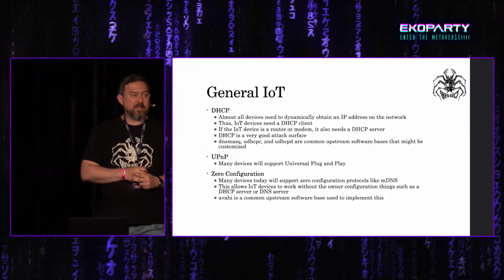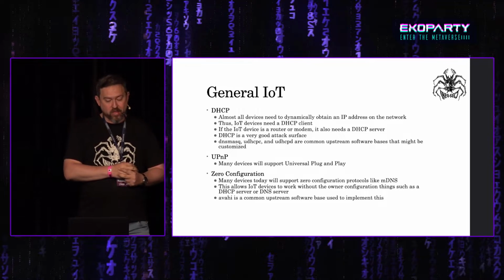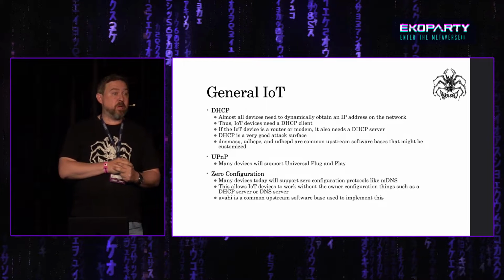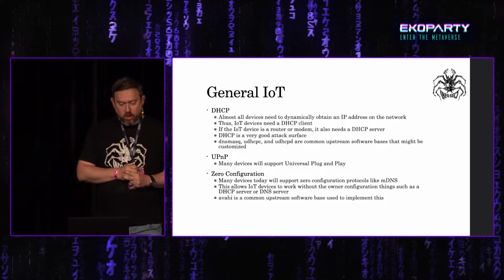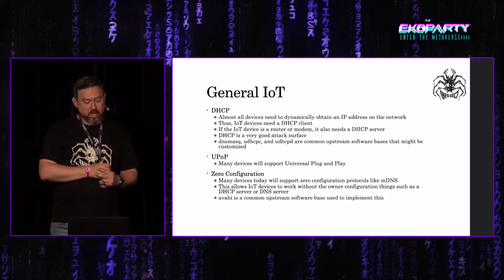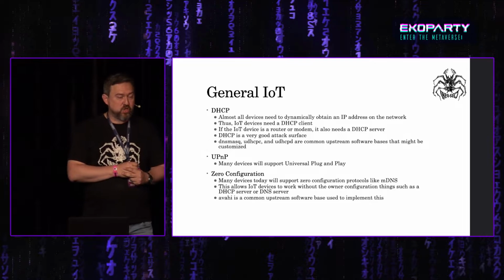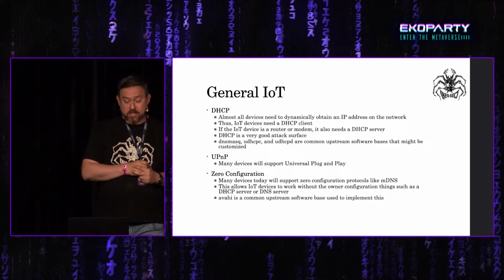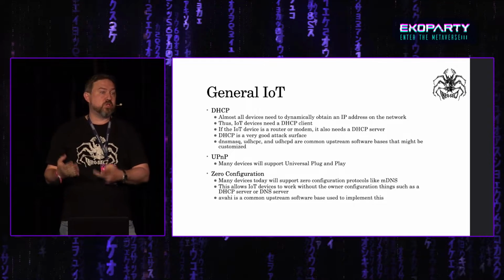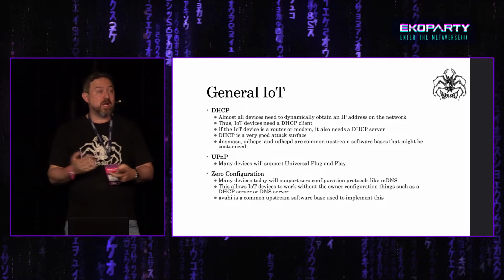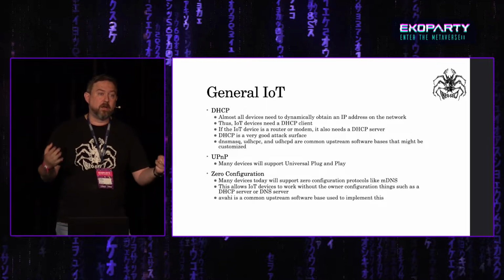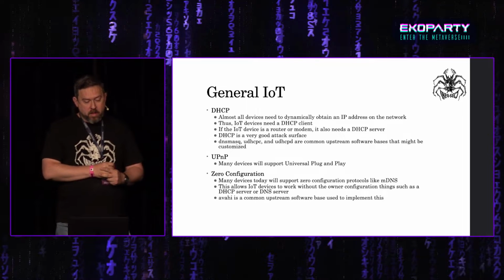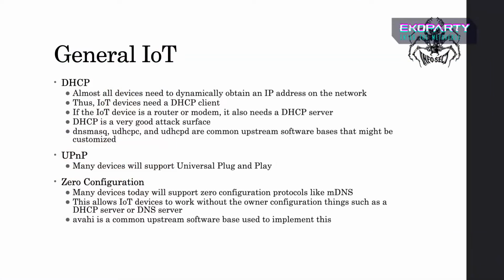If your IoT device is, say, a router or an NVR or something like that, it probably also has a DHCP server, and that's a very good attack surface as well. There are often standard tools and services like dnsmasq, udhcpd, and others. These are very common upstream software that are generally modified or customized for that specific embedded device where the vendor wants to add their own features. Universal Plug and Play is sometimes common in embedded devices. You see it on routers quite commonly.